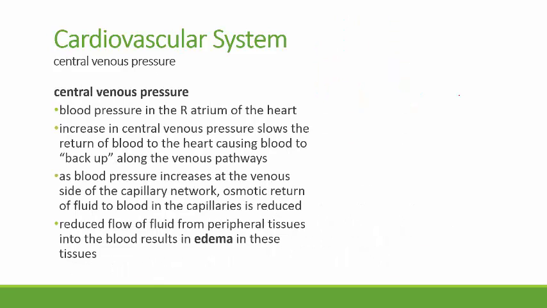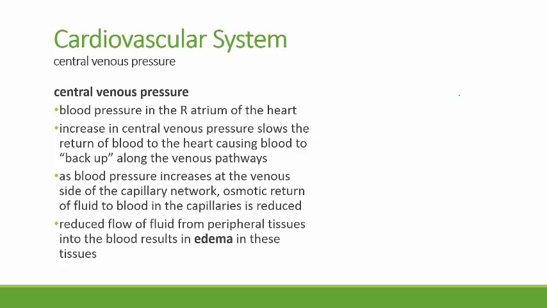Okay, so one last concept to think about, and that is called central venous pressure. That's the blood pressure that is found at the right atrium of the heart. So as the superior and inferior vena cava are returning blood back to the heart, it's the blood pressure right there in the vena cava and in the right atrium. An increase in central venous pressure is going to make it harder for the blood to make it along the venous pathways toward the heart, because we're creating, if you can think of a back pressure, forcing the blood to back up along the venous pathways.